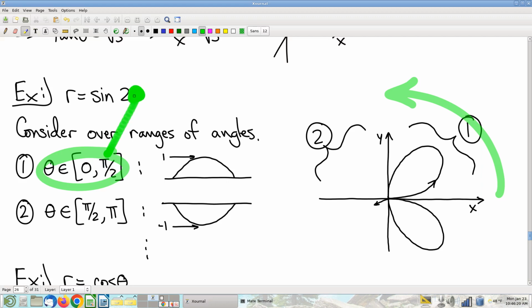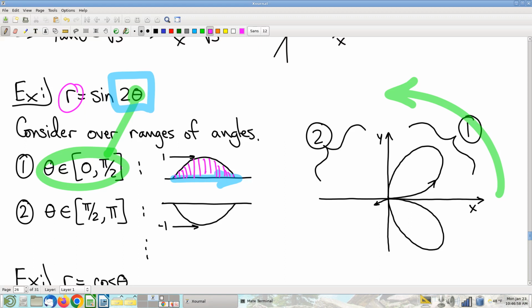Keep in mind, that's one of the participants in the equation, but it's not what I'm taking the sine of. The argument of sine is 2 theta. And as theta goes from 0 to pi over 2, 2 theta goes from 0 to pi, during which time r, namely sine of 2 theta, does this. It starts out really low, and then it increases, and then it decreases.